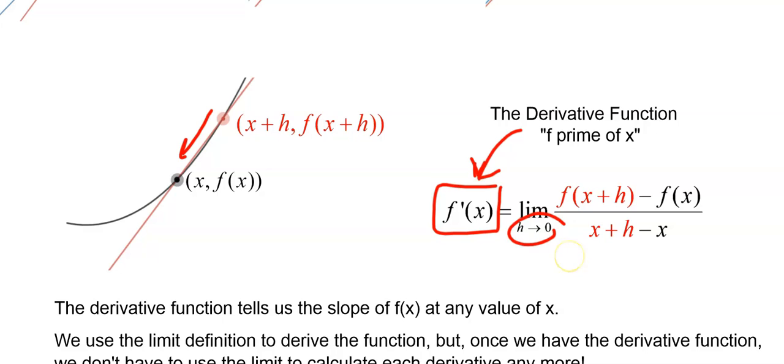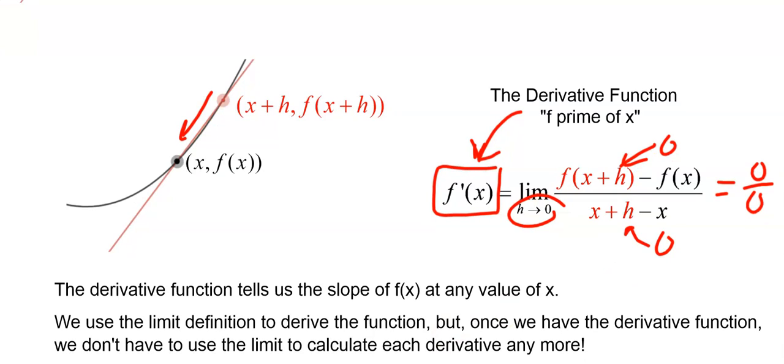And once again, you can probably figure out that if we put 0 in for h here and here, we're going to have f of x minus f of x over x minus x, and we're still going to get 0 over 0. So we still have that issue. We're still going to have to use a limit. But instead of getting just one particular number, we're going to get a function, and then we can use that function from now on to find derivatives. So the derivative function tells us the slope of f of x at any value of x. We use the limit definition to derive the function, but once we have the derivative function, we don't have to use the limit to calculate each derivative anymore.